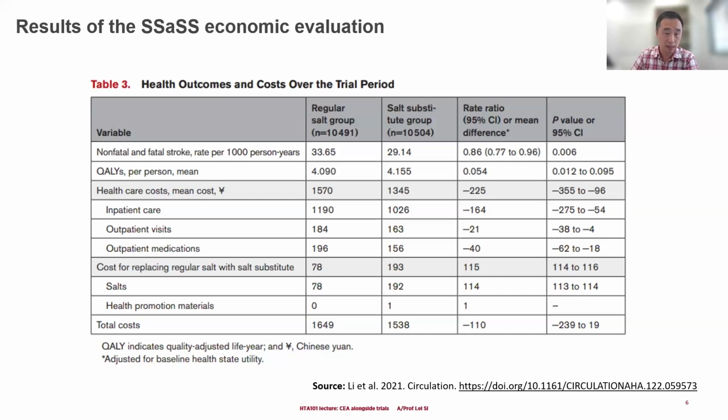Given this study is conducted from a mixed perspective of the healthcare system as well as the consumer, once we take into account all of these costs, we can see the total cost is actually lower in the salt substitution group compared with the regular salt group, which makes the intervention cost saving. So what does that mean?